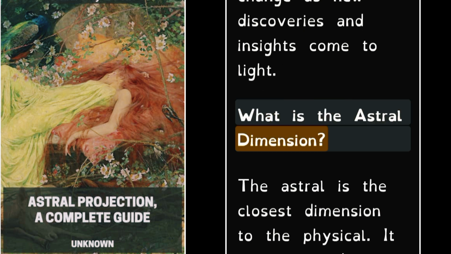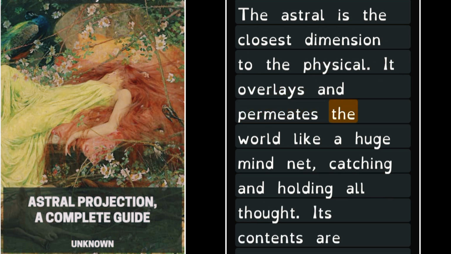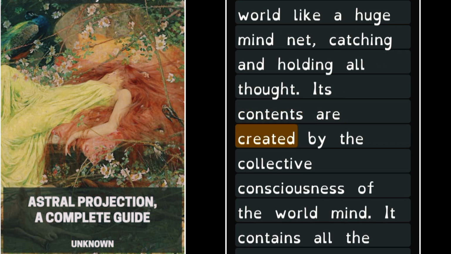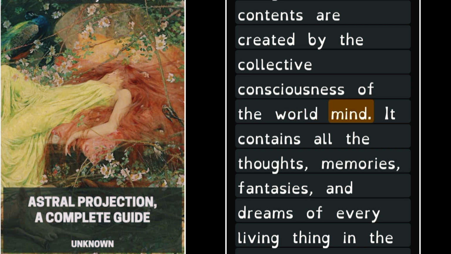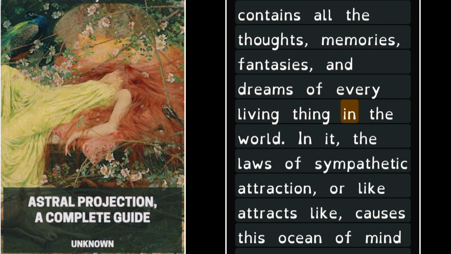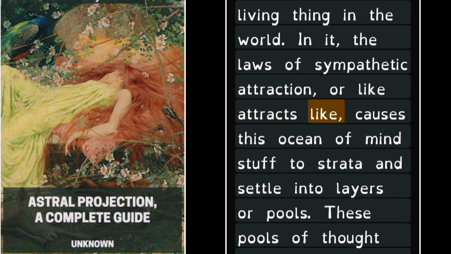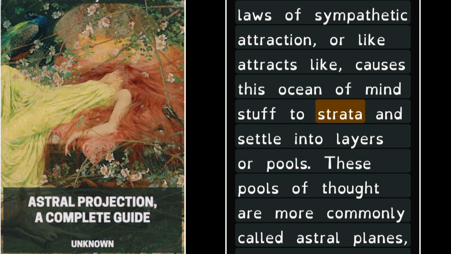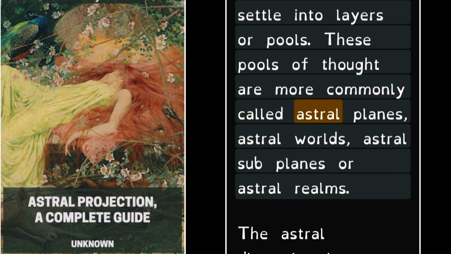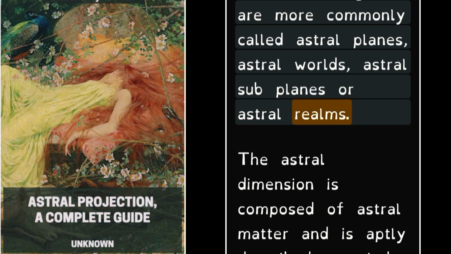What is the astral dimension? The astral is the closest dimension to the physical. It overlays and permeates the world like a huge mind net, catching and holding all thought. Its contents are created by the collective consciousness of the world mind. It contains all the thoughts, memories, fantasies, and dreams of every living thing in the world. In it, the laws of sympathetic attraction, or like attracts like, cause this ocean of mind stuff to strata and settle into layers or pools. These pools of thought are more commonly called astral planes, astral worlds, astral subplanes, or astral realms.